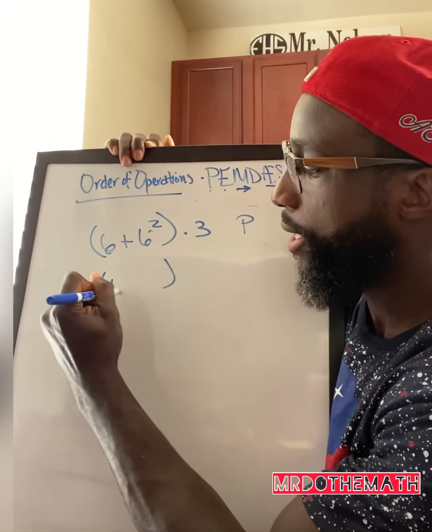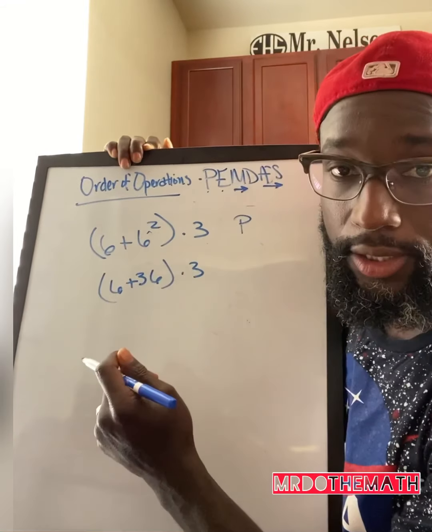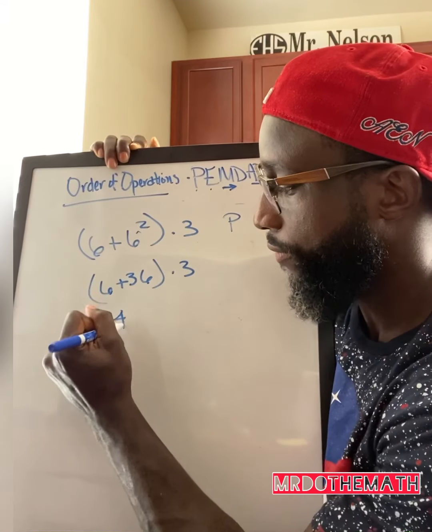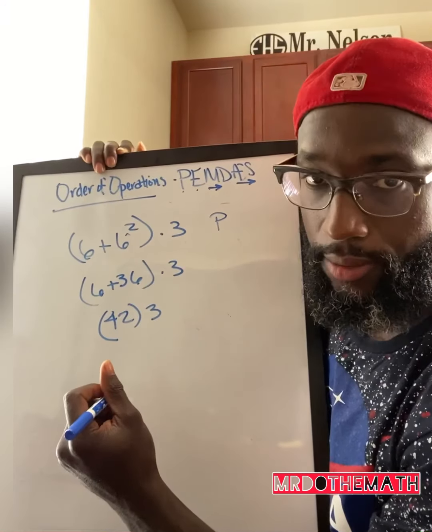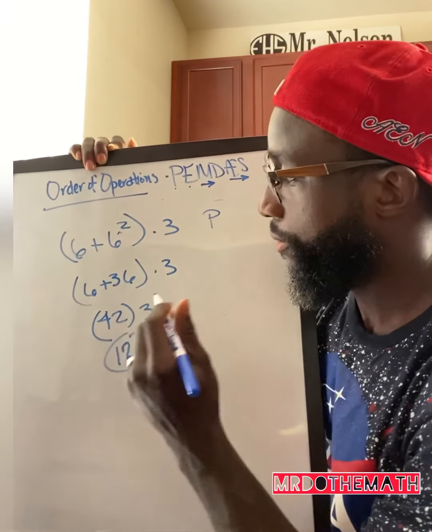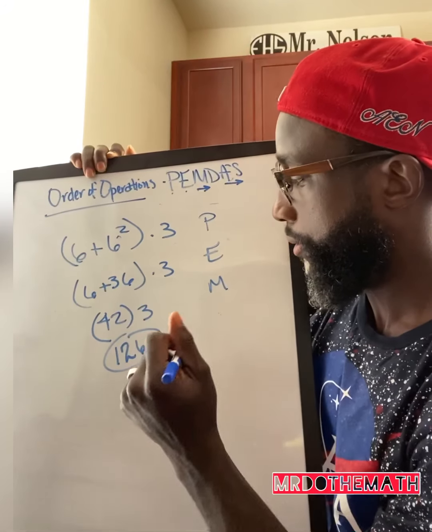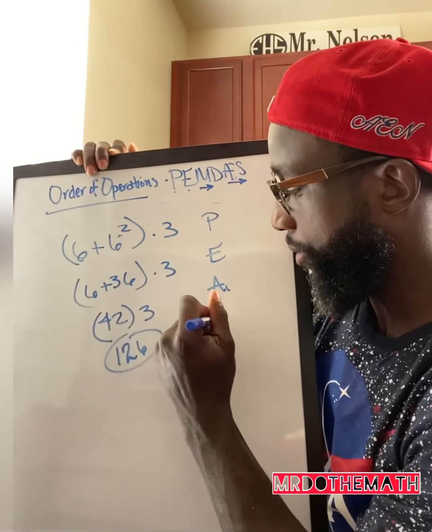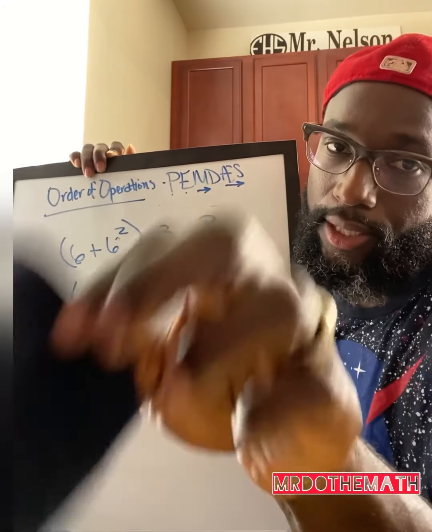So within parentheses, we're gonna have 6 plus 6 squared, which is 6 times 6, 36. Then here we add these. So it'll be 6 plus 36, which is gonna give us 42 times 3. It's gonna give us 126. Okay, so we did parentheses, exponents, multiplication. No, addition, because we were inside the grouping symbols, then multiplied. Right? That was our order of operations here.